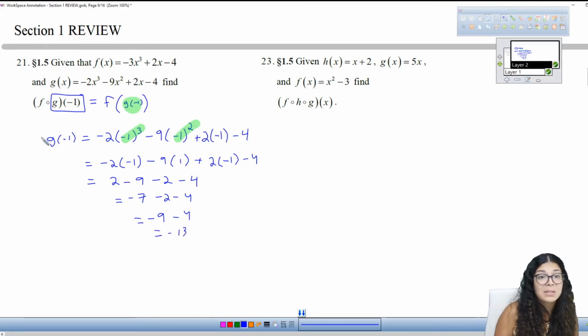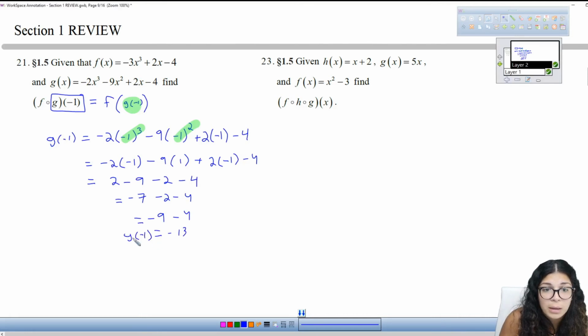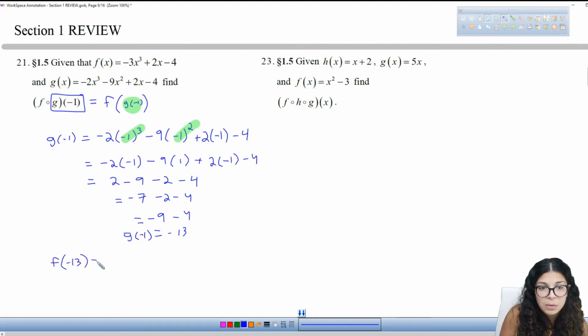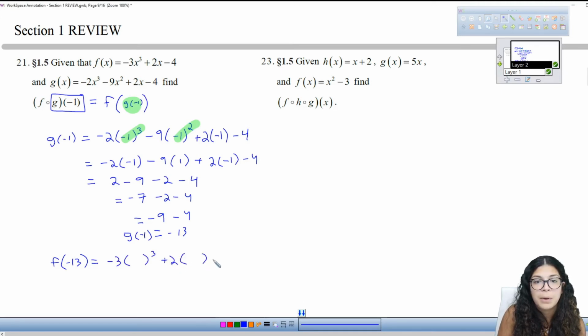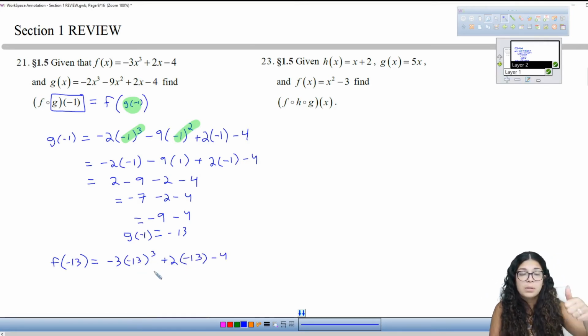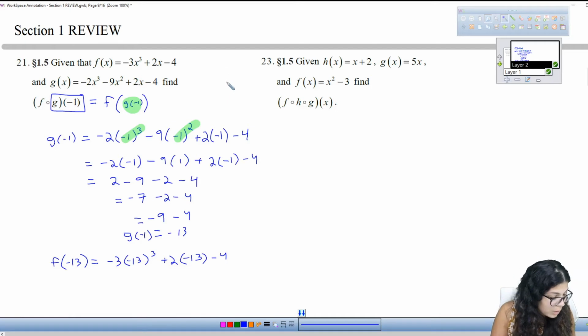Now you're not done. That's g of negative 1. I have to take that and input that into f. So f of g of negative 1, where g of negative 1 is negative 13, equals, now here's f. f is negative 3 times the input cubed plus 2 times the input minus 4. The input that we're putting in is negative 13. Now, negative 13 cubed is negative 13 times negative 13 times negative 13. I could do that by hand, but I'm just going to use my calculator quickly here. It is negative 2197.